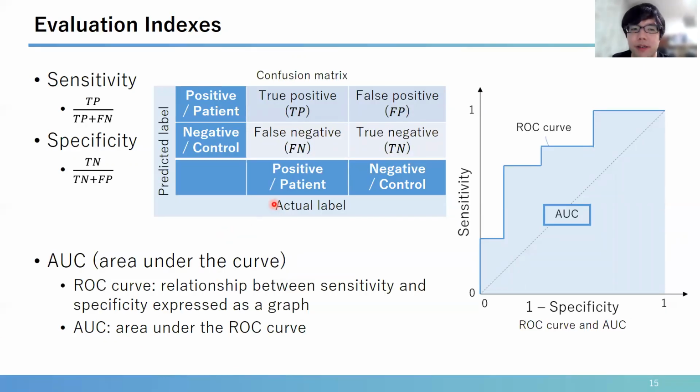We evaluated our method through 3 evaluation indexes: sensitivity, specificity, and AUC. Sensitivity and specificity indicate the accuracy for patients and controls respectively. However, we can obtain multiple combinations of them depending on the threshold. The ROC curve shows the relationship between them as a graph, and the area under it is called AUC. Maximum AUC is 1, and the higher the AUC is, the better the performance of the classification is.